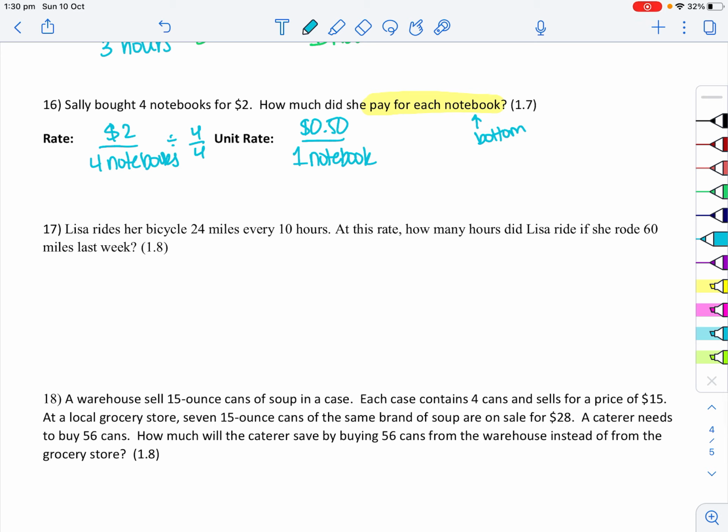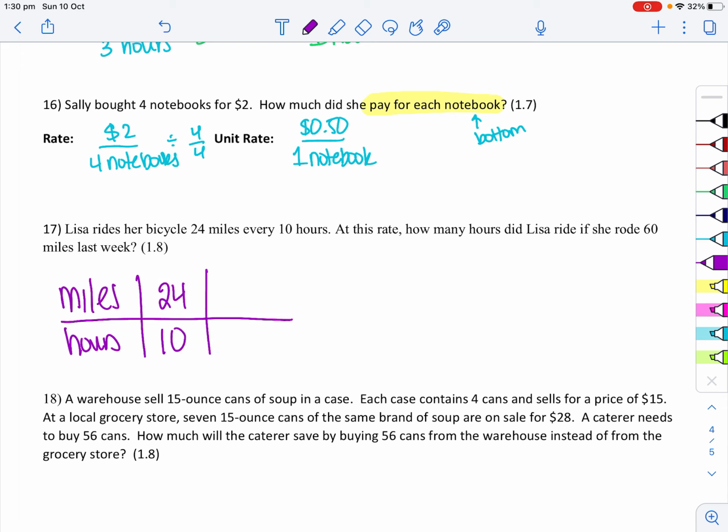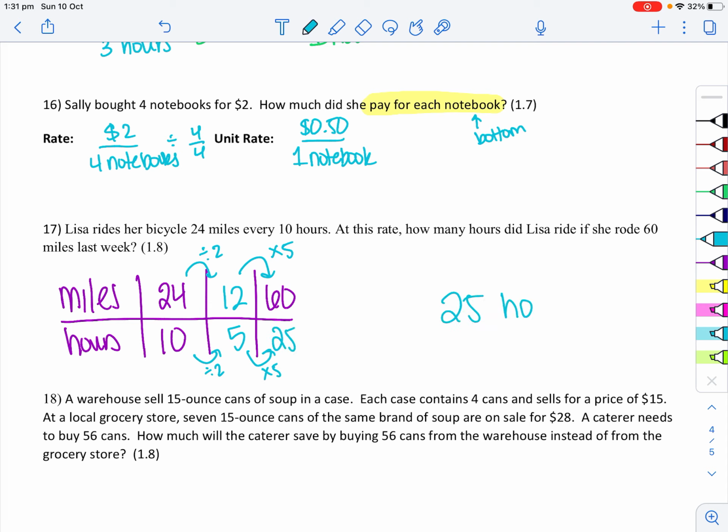Number 17 says Lisa rides her bicycle 24 miles every 10 hours. So I've got miles and hours. So 24 miles every 10 hours. At this rate, how many hours did she ride if she rode for 60 miles last week? So I've got to simplify this first. I'm actually going to divide by 2. So I get 12/5, and then times 5. So 25 hours.